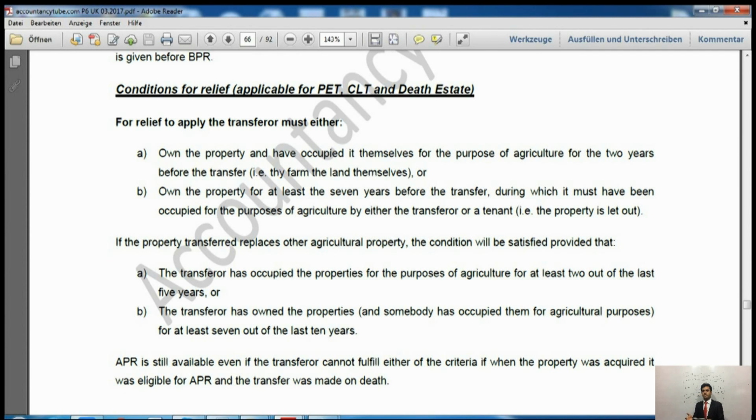Agricultural property relief is given 100% of what? Market value or agricultural value? Agricultural value. So like that, if you know the rules on your fingertips, then it will be very, very easy for you to pass. Alright, so that was our agricultural property relief.